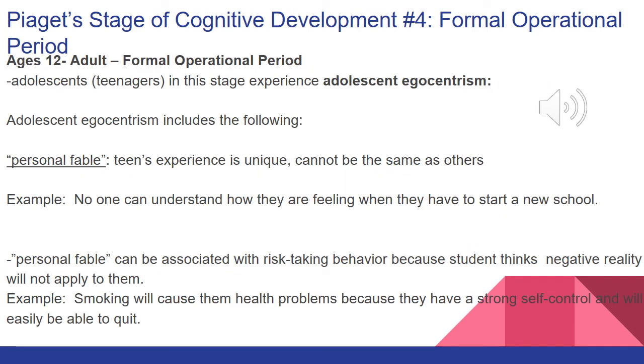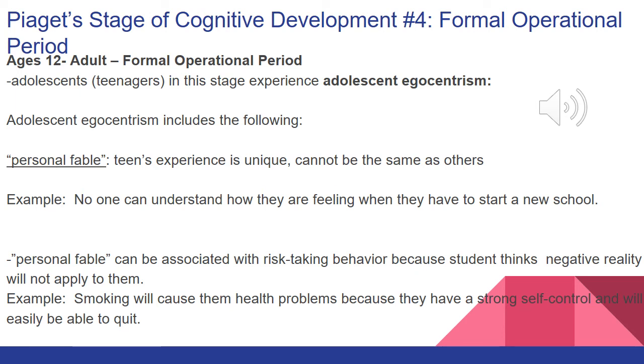Another way that teenagers show adolescent egocentrism, where they think that they are unique and only they could experience something, is the concept of personal fable. In this situation, a teen thinks that their experience is unique and that they are basically invulnerable to negative consequences, or that no one can relate to them.